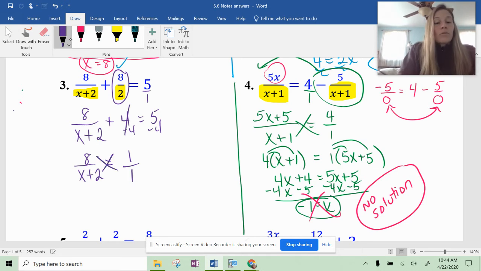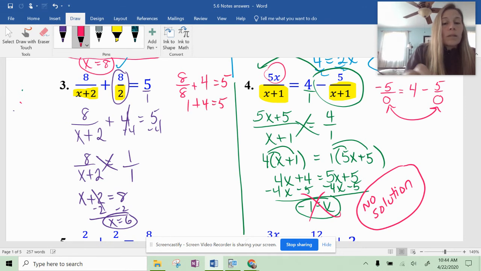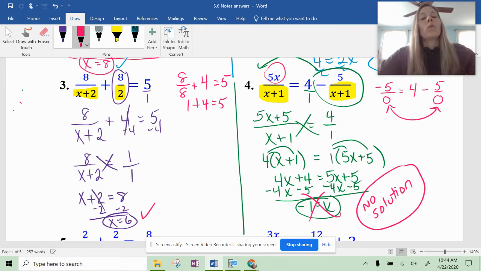So again, cross multiplying here, x plus 2 equals 8. Subtract the 2. So x equals 6. And then when I go to check it, 8 over 6 plus 2 is 8. And we already know that that's 4, and that's 5, and that's really a 1, and 1 plus 4 does equal 5. Okay, so now I think we finally have to do some LCDs.